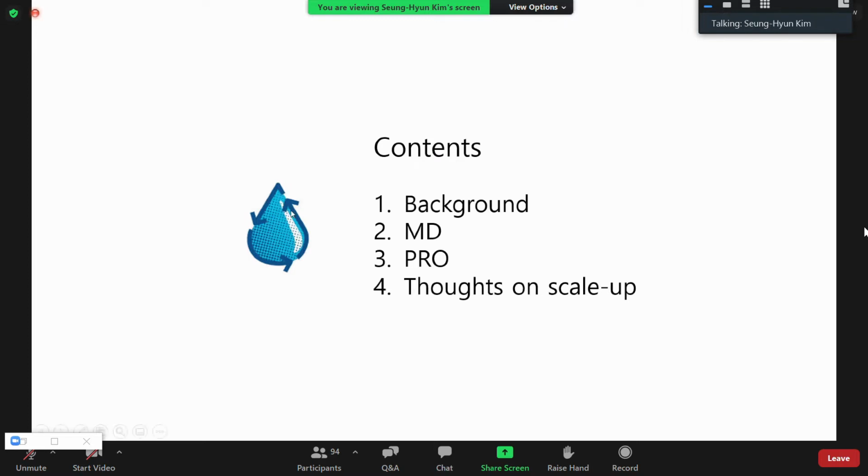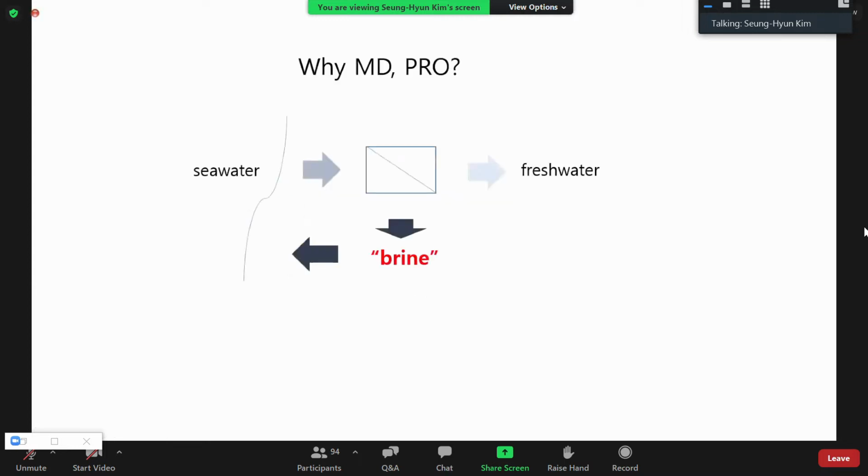With some background, I'll talk about MD scaling up. This is the main portion of this presentation. Then I move to PRO scale up. I briefly mention scaling up. Then, with some thoughts on scaling up, I'll conclude the presentation.